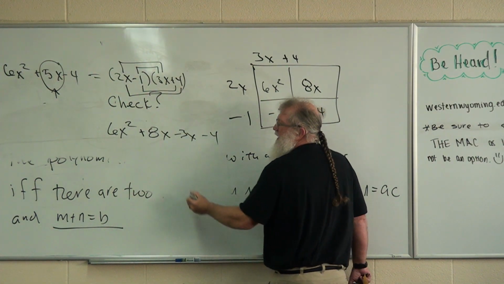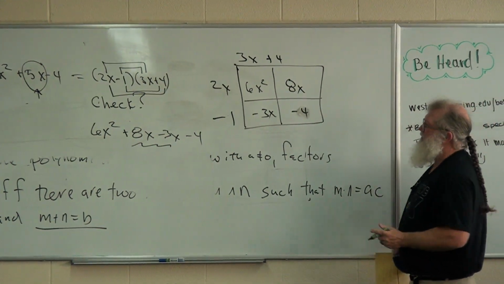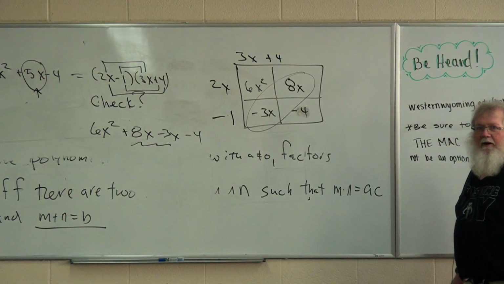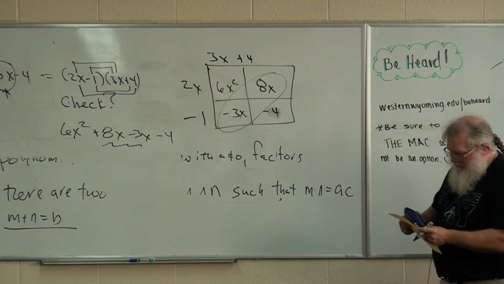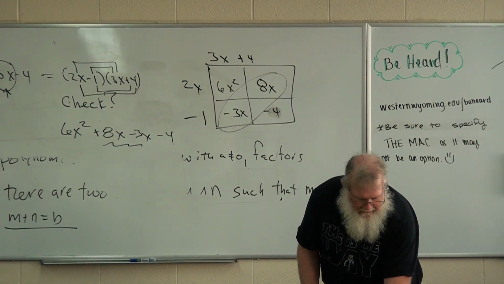And what do these add up to? 5x. And do you see the 8x and the minus 3x? Where do they live in my box? They live right there. So this is just a quick little algorithm. So let's practice another one. Let me get some notes here for my next example.